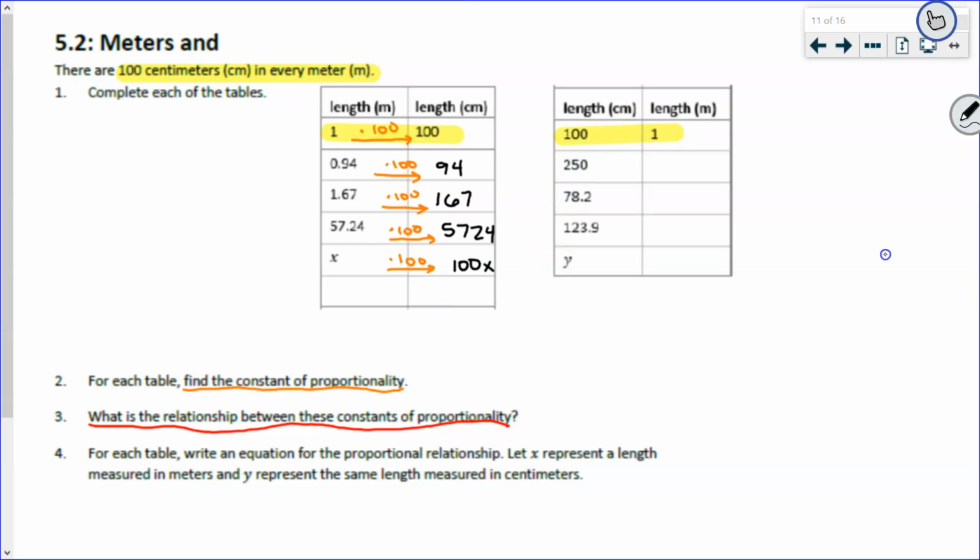Now, what about this side? How does a 100 change to a 1? How does that 100 change to a 1? Sam?